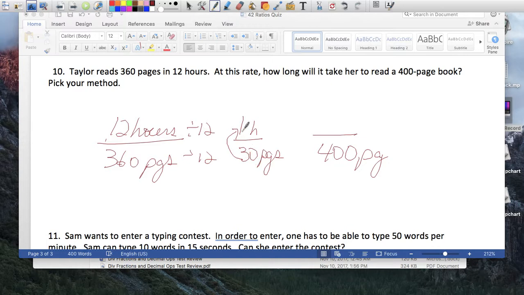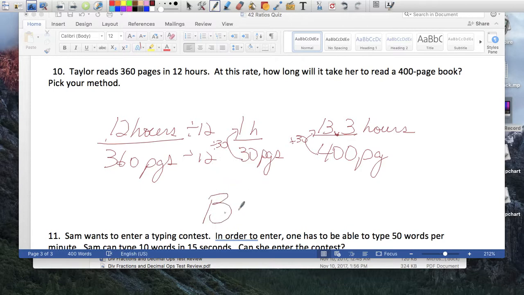How would 30 become 1? Divide by 30. And how would 400 give us our answer? Would we divide by 30 as well? And what we did previously, 400 divided by 30, gives us our answer of, again, same answer, 13.3. Okay, 13.3 hours, by the way. Don't forget the units.